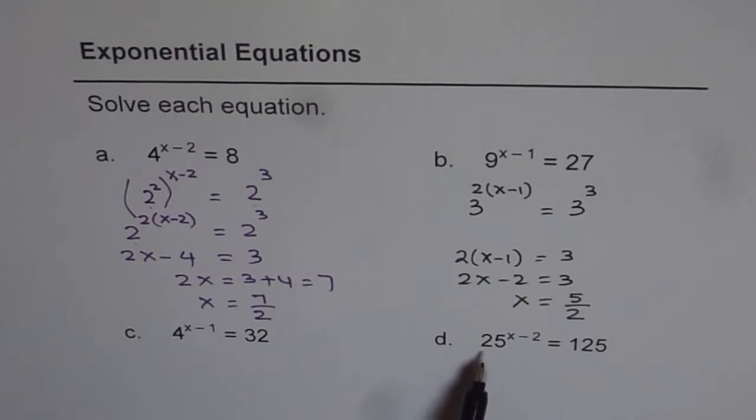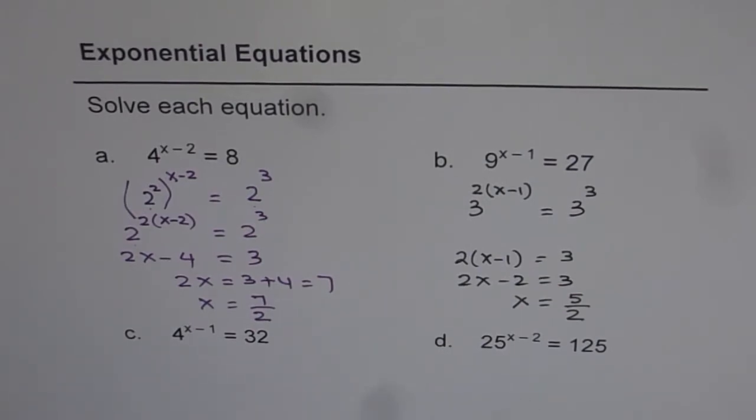The trick involved is, you cannot write 32 as 4 to the power of something. You can write 32 as 2 to the power of something, correct? And 4 is 2 squared. Similarly, 25 is 5 squared, right? And 5 cubed is 125. That should help you to solve this equation. I hope you appreciate this.